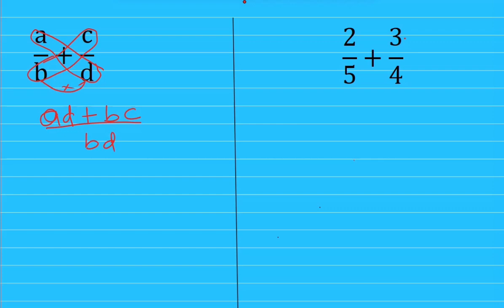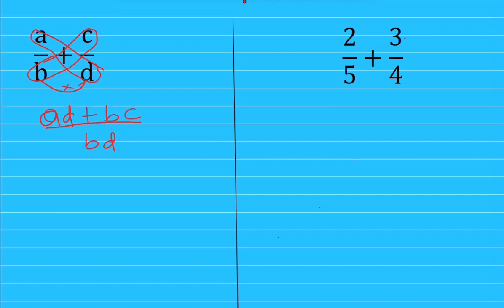Very straightforward. Very, very straightforward. So multiply the leading diagonal AD, bring in your plus sign, and then multiply the other diagonal BC. After that, divide all of them by the multiplication of the denominators, which here in this case is BD. And that one will give you this particular expression down here.